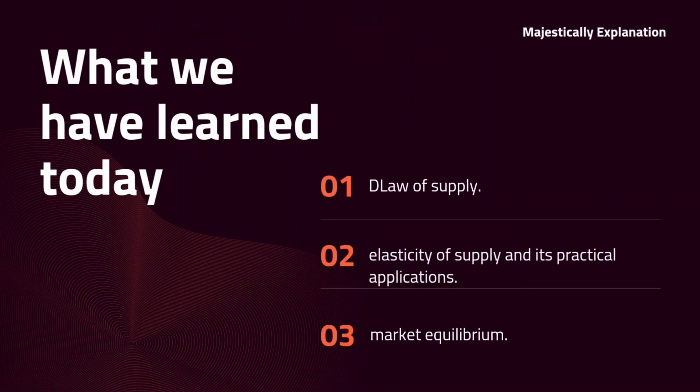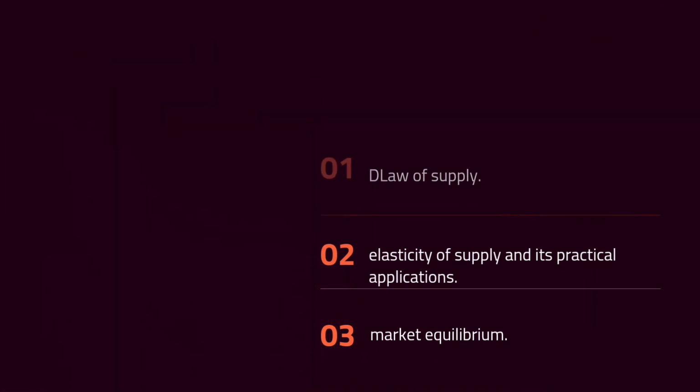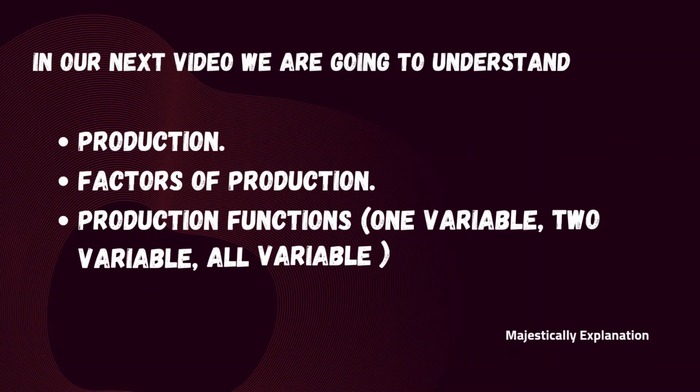What we have learned today: we have seen the law of supply, elasticity of supply and its practical application, and market equilibrium. In our next video, we are going to cover the remaining topics: production, factors of production and production function, which is one variable, two variable and all variables. We will see this in our upcoming videos.